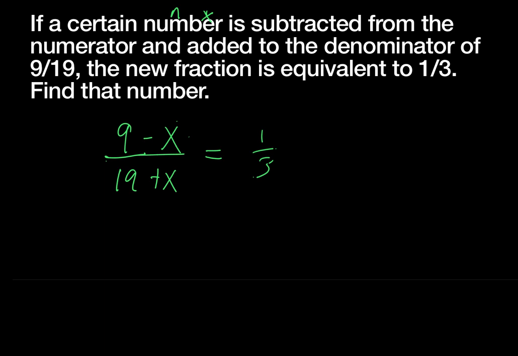The biggest challenge in these scenarios typically is how to get started setting it up. After you set it up, if you're unsure, go back through and reread what the problem says and see if that matches identically. If not, try again. So whatever number is subtracted from the numerator, and the numerator was 9 minus x, over 19 plus x. And then it's a matter of saying, okay, well, now what do I do? How do I solve?